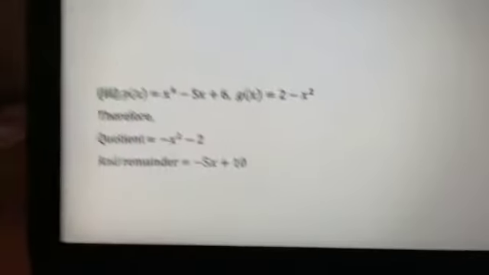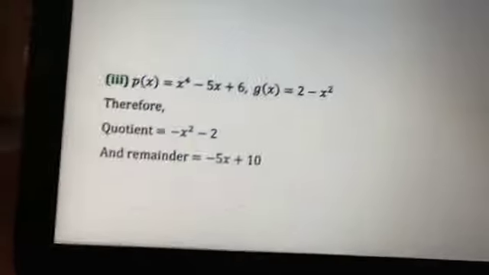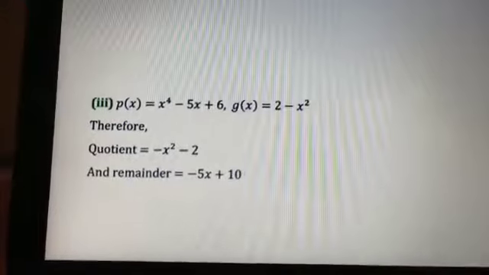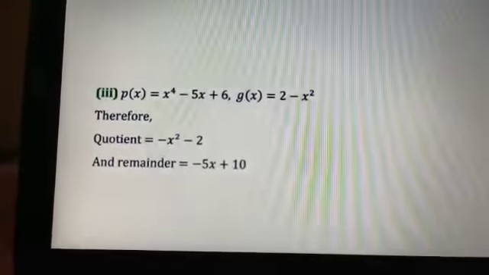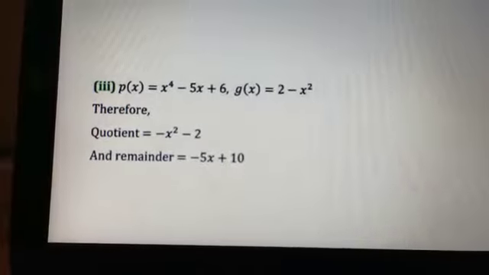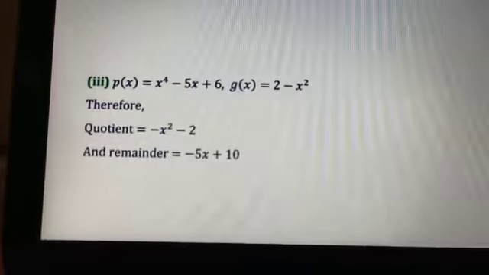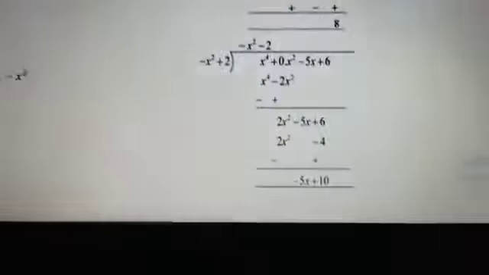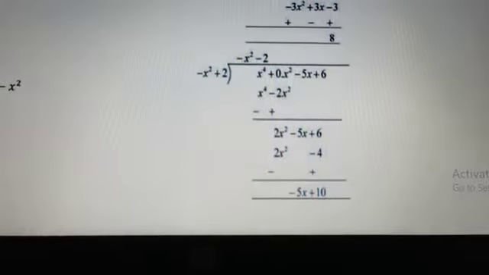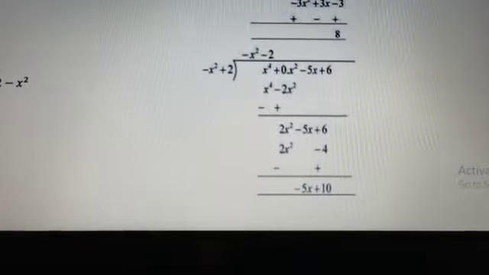Coming on to the next one. The p of x is x to the power 4 minus 5x plus 6. Again over here in this question as well, there's x to the power 4 and then x cube and x square are not there. That we have to introduce. So look at the question here, x to the power 4 plus 0x square minus 5x plus 6. You are introducing that 0x square.